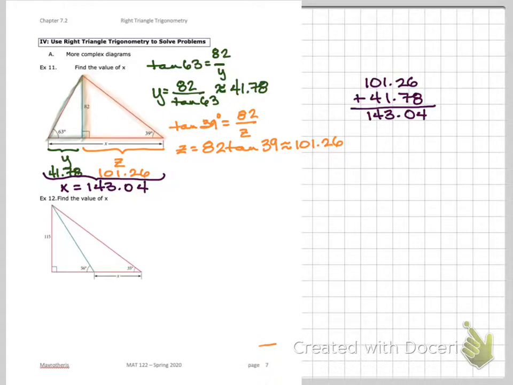Okay, we got example 12. We've got to find the value of x. Again, we kind of have the same situation. I've got two different triangles. One is embedded in the other one. So we're going to go ahead and start with this little triangle on the inside.